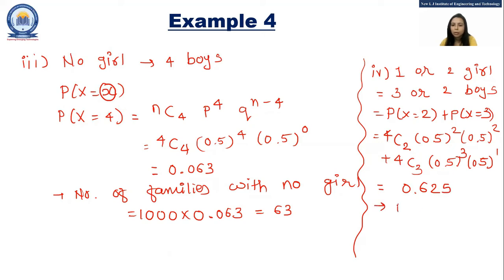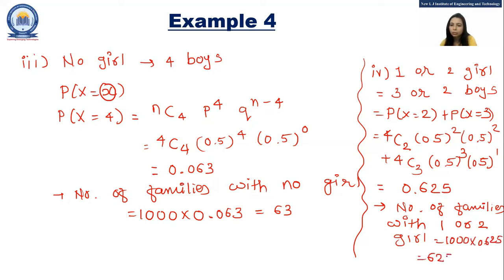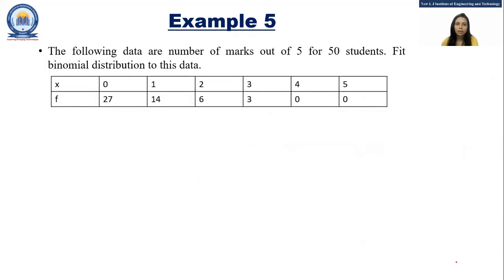So the number of families with 1 or 2 girls is equal to 1000 into 0.625, and that is equal to 625. Now moving to the next example.